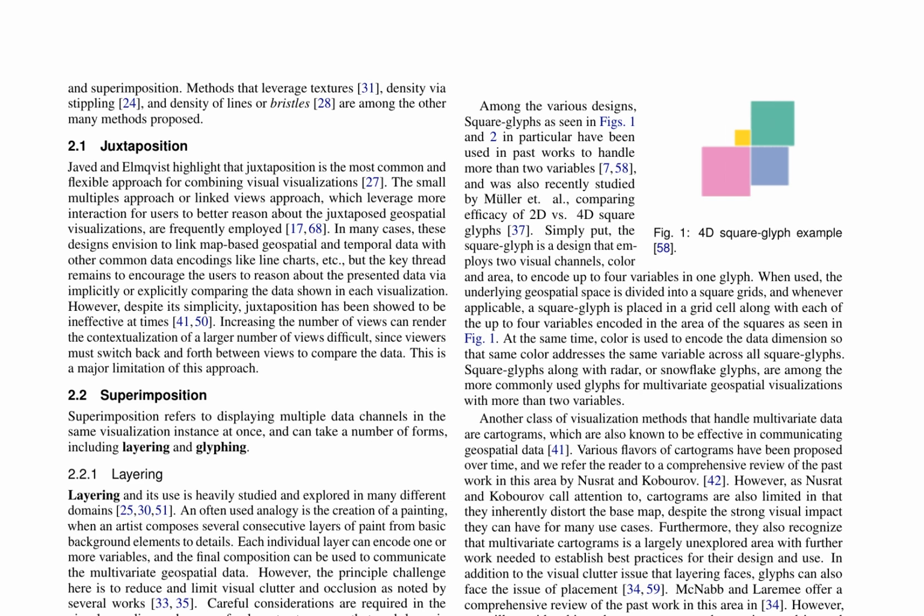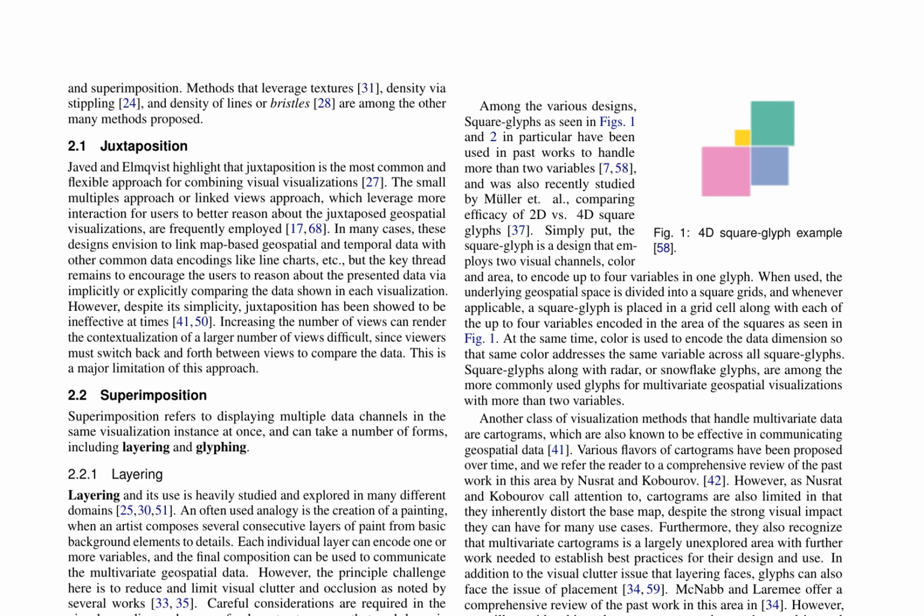Combining visualizations is a crucial aspect of data analysis, and various methods have been employed to achieve this. Two prominent approaches are juxtaposition and superimposition. Juxtaposition involves displaying multiple data channels in separate visualization instances, which can be effective but may lead to clutter with a large number of views.